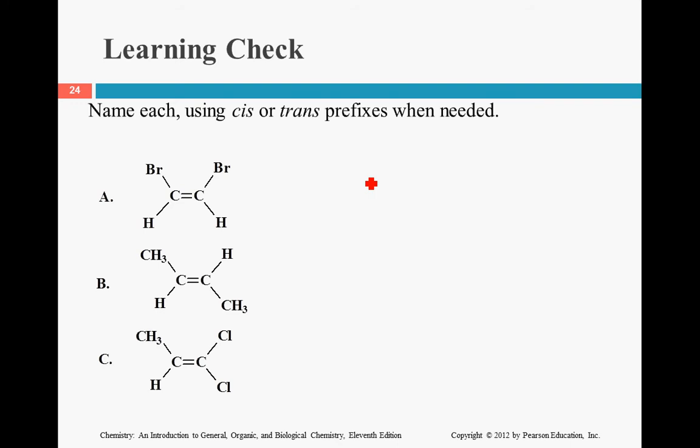So we're going to name each of these, and we're going to put cis and trans when it's needed. So with this one, A, we have two carbons there. That gives us the prefix eth-. It's a double bond, so that's E-N-E. We have two substituents, they're both bromos. Because there's only two carbons, I'm not going to worry about where the double bond is located. But we do have dibromo here. And then from here, we know it's going to be cis because they're on the same side.